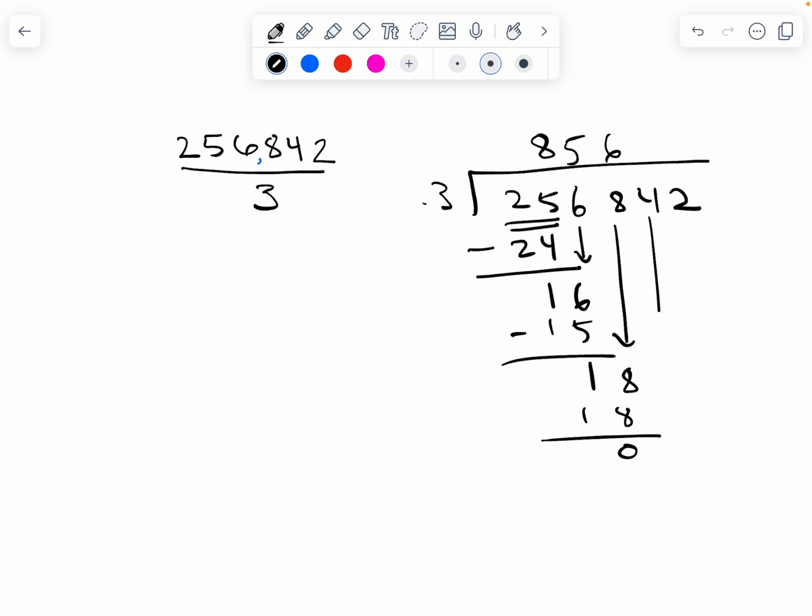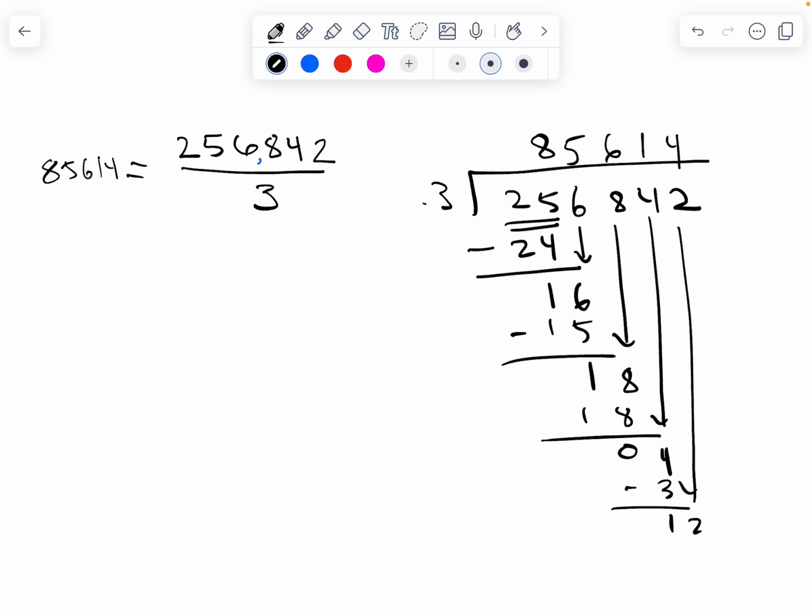Remainder is 0. We're going to bring down the 4. 3 times what is 4? 3 times 1 is 3. That's the biggest we can get without overshooting that guy. And now we bring down the 2. 3 times 4 is 12. So when we divide this, we get 8, 5, 6, 1, 4.